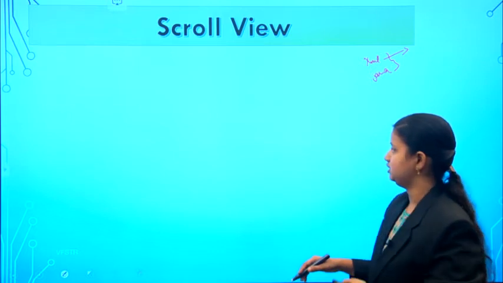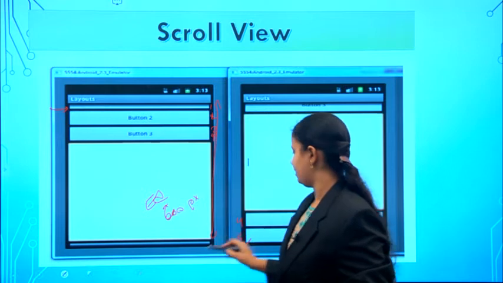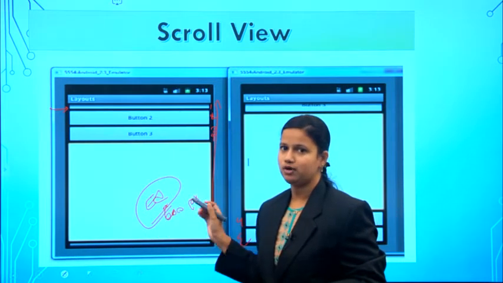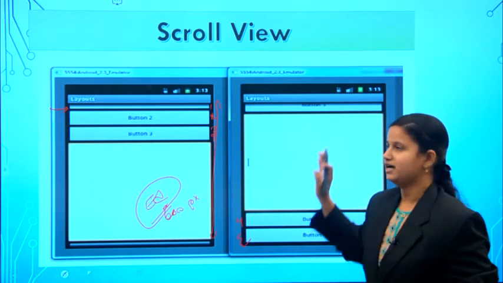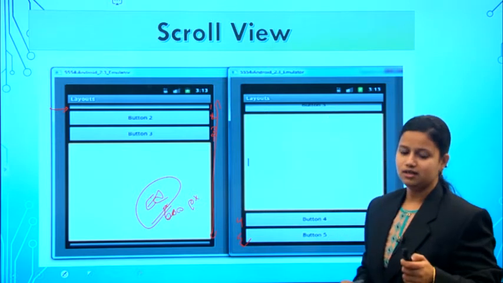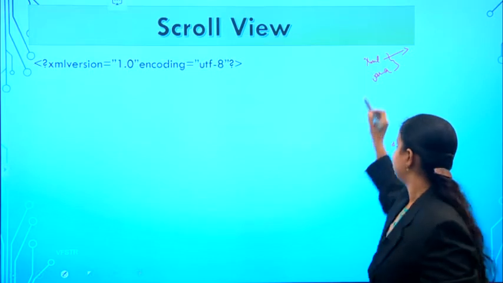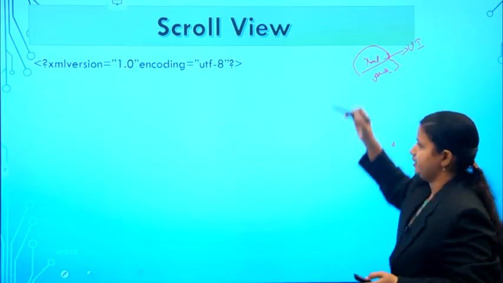In this example, you are going to display all 5 buttons along with one edit text. There is no action to be performed in this application. It is only the designing of the user interface, which covers how we have to create a scroll view and buttons. So initially we are going with the user interface design, that's why we are going with the XML file.